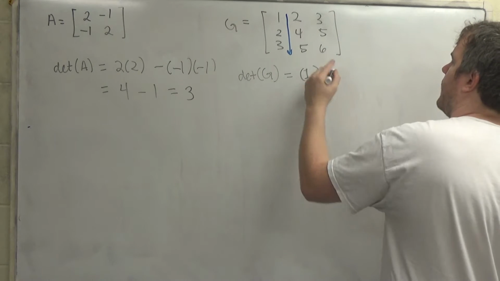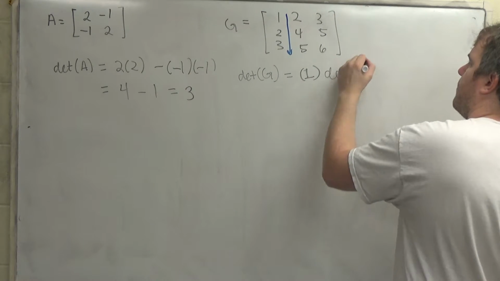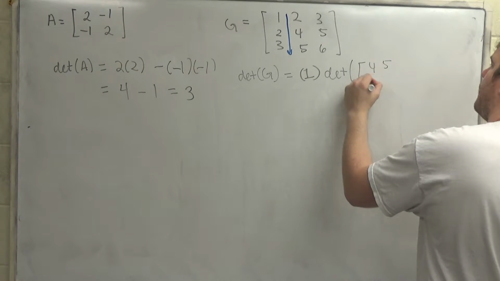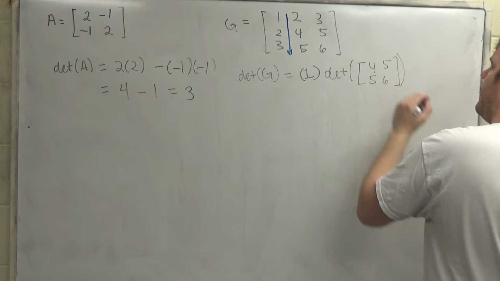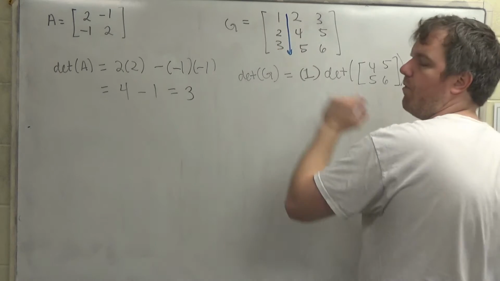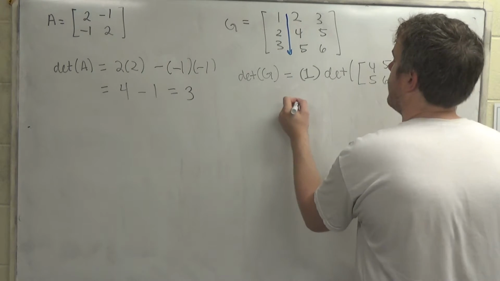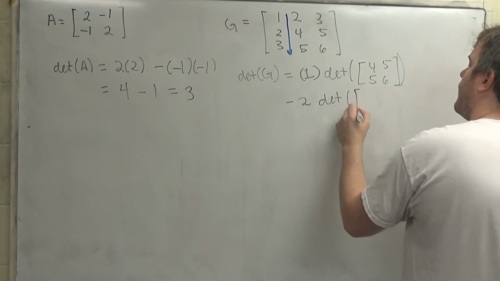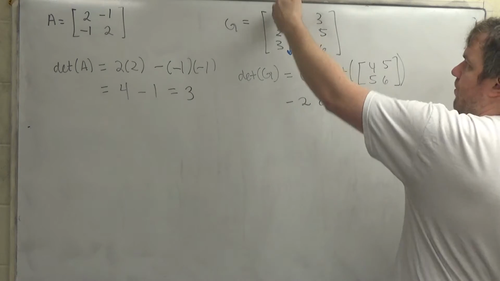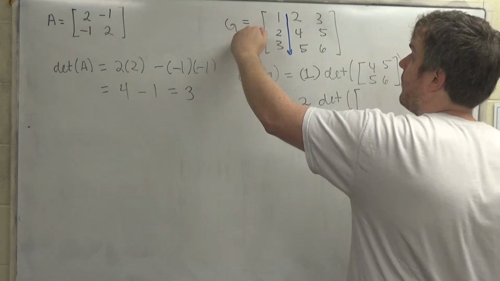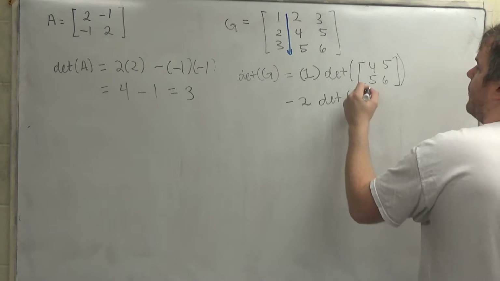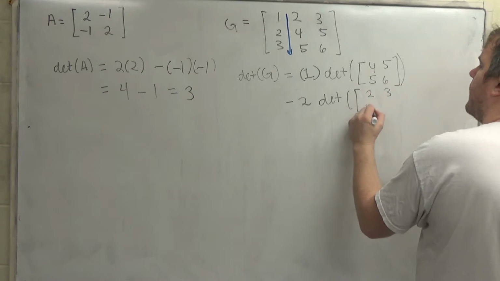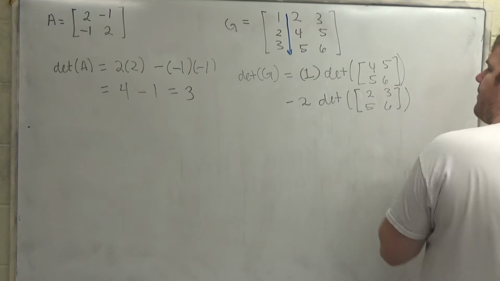So I'm going to write it as 1 times the determinant of the matrix 4, 5, 5, 6. Then as we move down the first column, we change signs. So we'll get minus 2 times the determinant of the matrix that we get when we take out the first column and the second row now. So that leaves us with the matrix 2, 3, 5, 6.